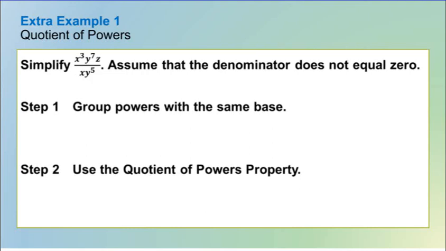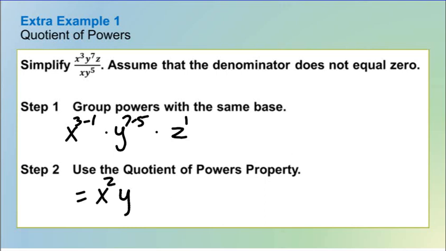Next, simplify this one. So we're going to group them. So 3 minus 1 for x, 7 minus 5 for y, and z to the 1st. So when we write our answer it would be x squared, y squared, z.